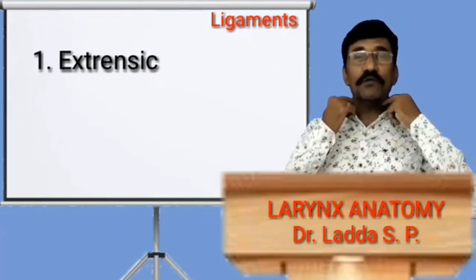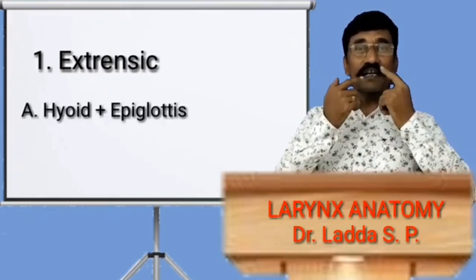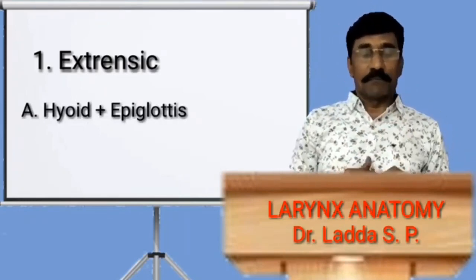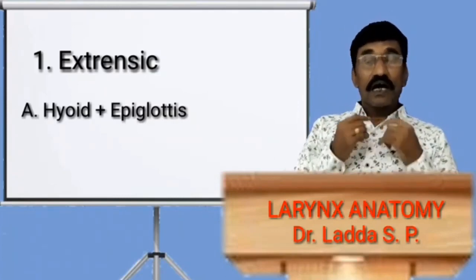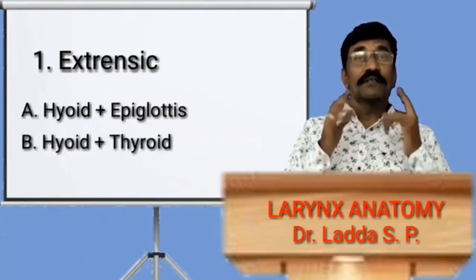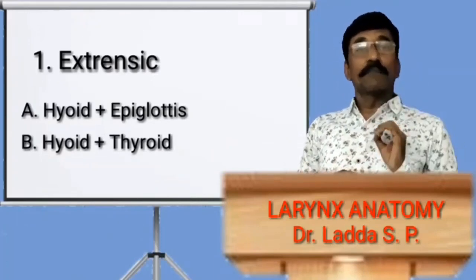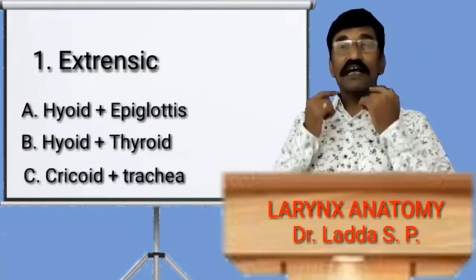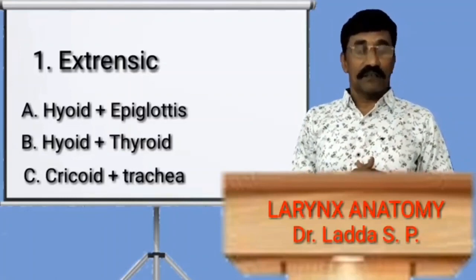We know there is hyoid bone, we know there is epiglottis. Hyoid bone and epiglottis are connected by a ligament or by a membrane. Number second, hyoid bone and thyroid, they are connected with a second membrane or ligament. And number third, they are also connected with a ligament.